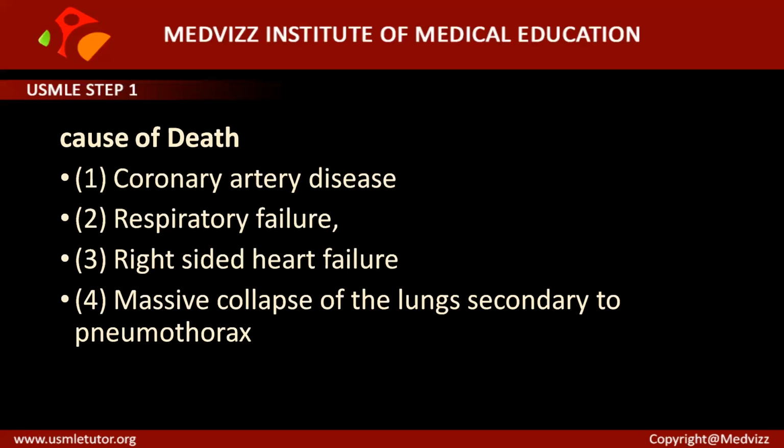So right-sided heart failure may be the cause of death, or it may be because of the massive collapse of the lungs, as we mentioned, atelectasis, secondary to the pneumothorax, that is spontaneous pneumothorax in younger adults. Atelectasis, massive collapse of the lungs, may be the cause of death. So all these four are the causes of death in emphysematous patients.